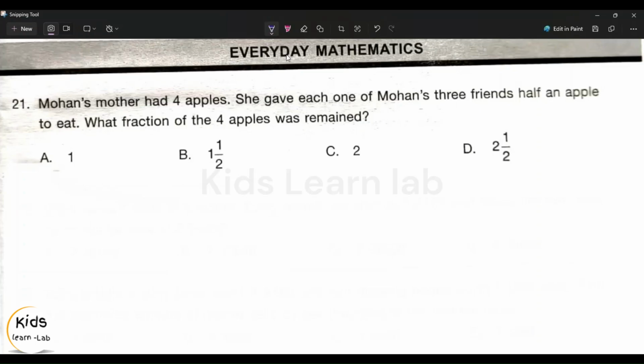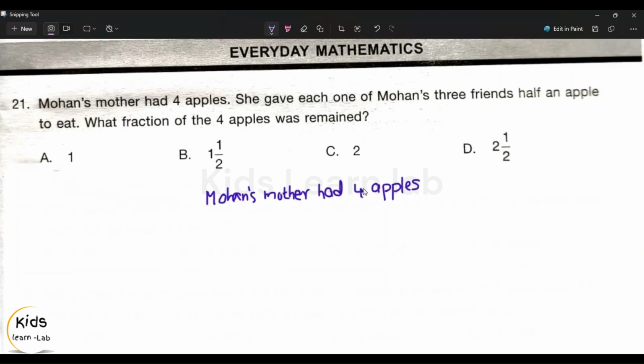So, third section, everyday mathematics. 21st question. Mohan's mother had 4 apples. She gave each one of Mohan's 3 friends half an apple to eat. What fraction of the 4 apples was remained?